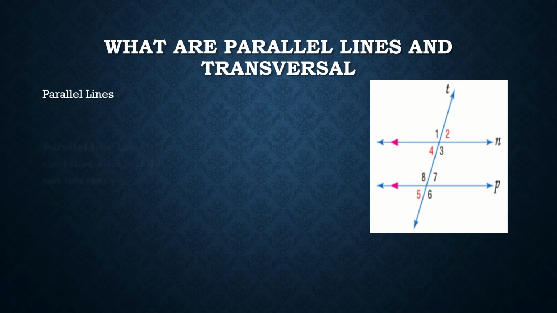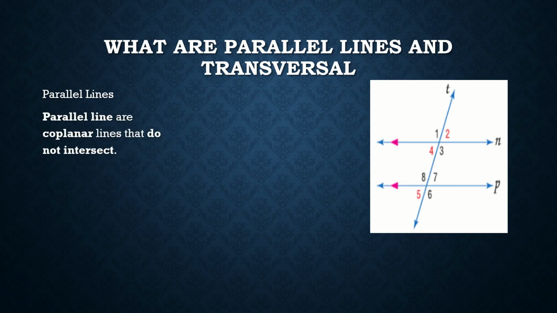Parallel lines. Parallel lines are coplanar lines that do not intersect. Coplanar means in the same plane. Like in the figure, line N and line P are in the same plane. Parallel lines are also denoted with arrows showing that these two lines are parallel. Line N and line P are parallel lines.